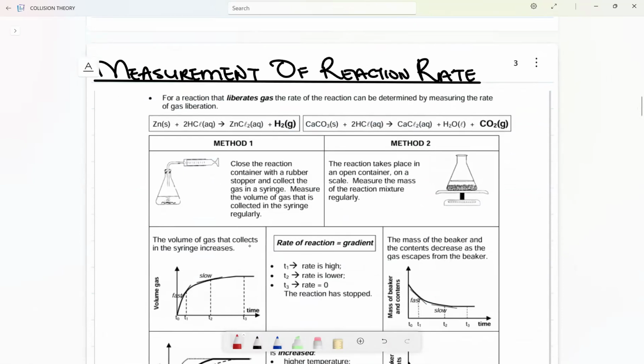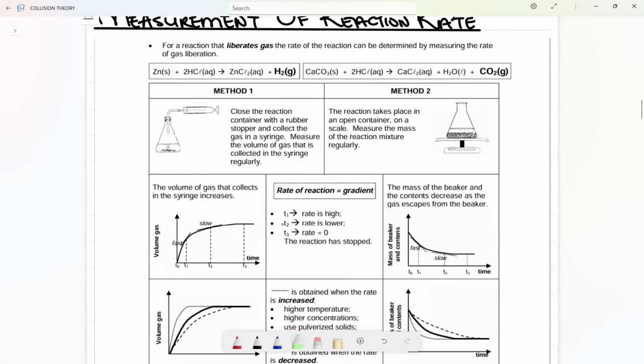Now, how can we measure the rate of reaction? We are saying the reaction rate will be higher, the reaction rate will be lower. How do we know that? Okay. So they are saying for a reaction that liberates gas, the rate of the reaction can be determined by measuring the rate of gas liberation. They're just using big words, and we don't need big words here. We are doing science. All right.